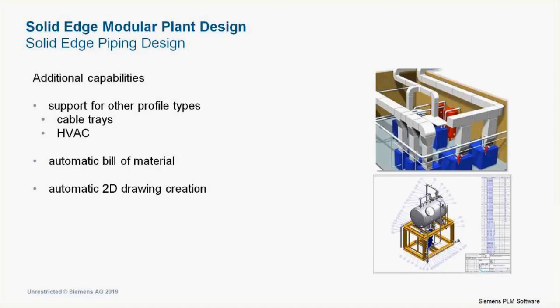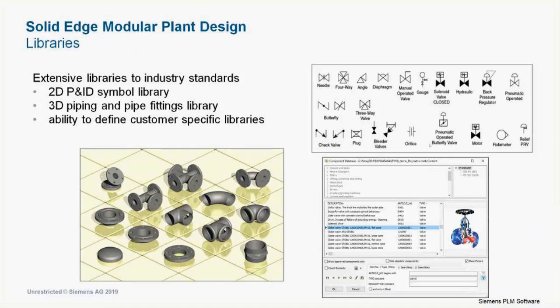And expanding out these capabilities even further, it's not limited to just round pipes. We don't really care about the profile. So it could be a cable tray or HVAC ducting, and then being able to automatically generate your bills of materials complete with cut lists and things of that nature can be a huge time savings. And also, since we're just creating native Solid Edge parts and assemblies, we can still use our Solid Edge draft functionality.